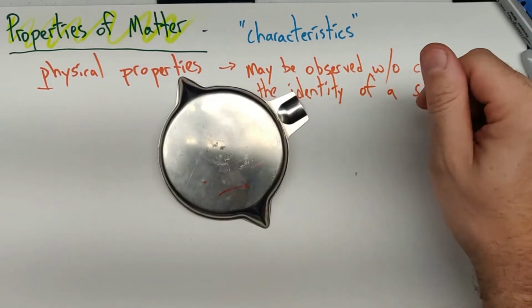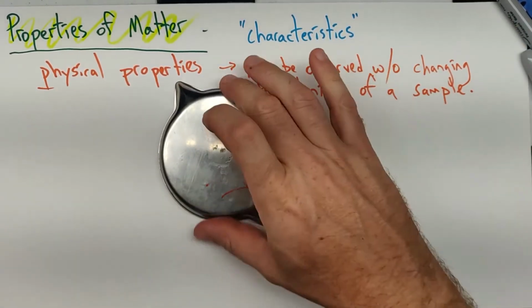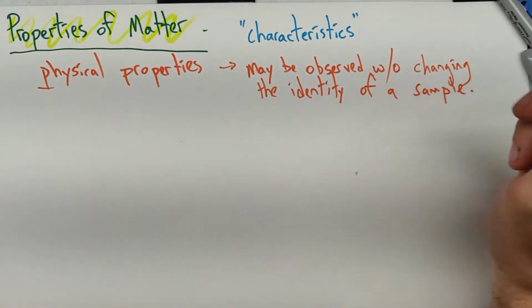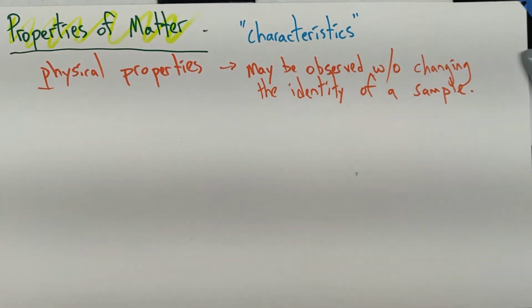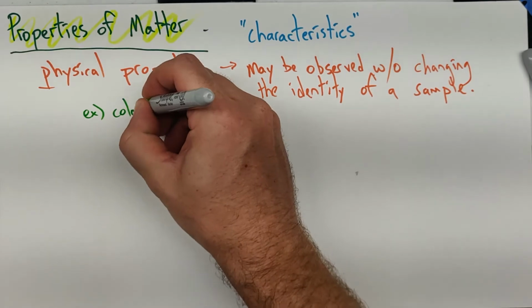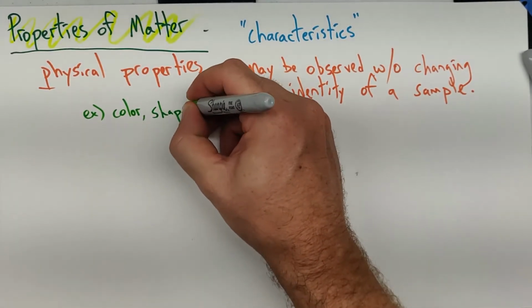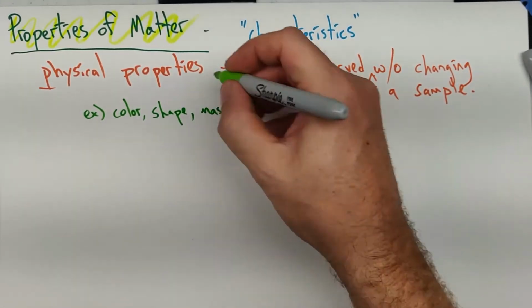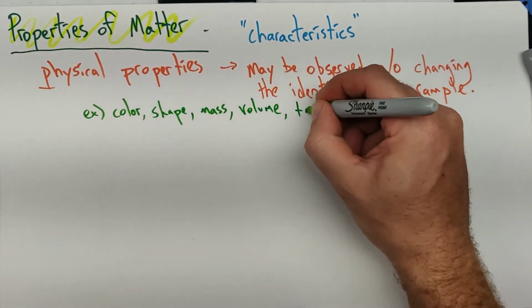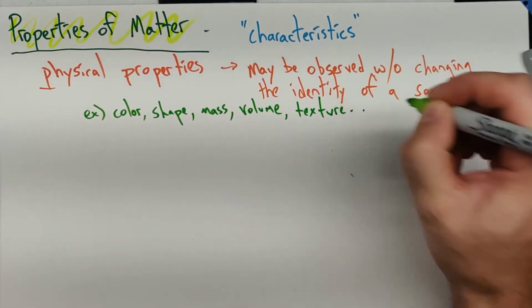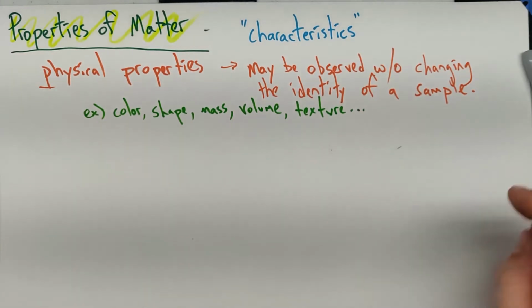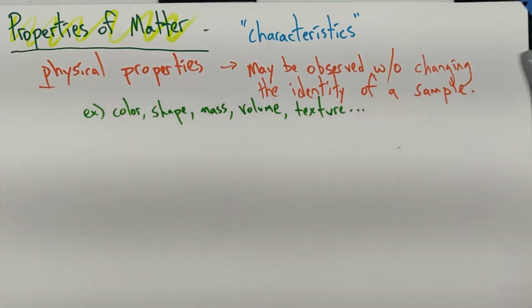Or we can say that this metal is shiny or it's smooth, things like texture. It has a certain amount of mass. These are all properties we can observe without changing the identity of the sample. So let's give some examples of physical properties. We said color, right? Shape, mass, the amount of space it occupies, we mentioned that, volume, texture, etc. All right?